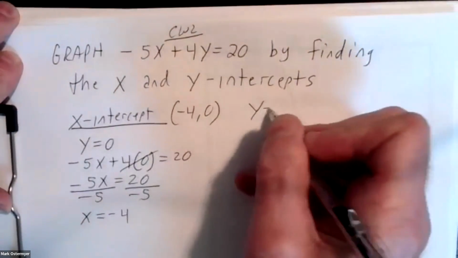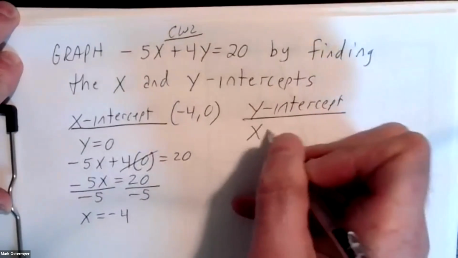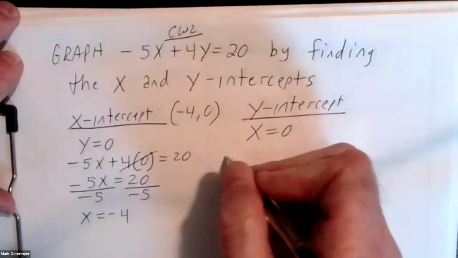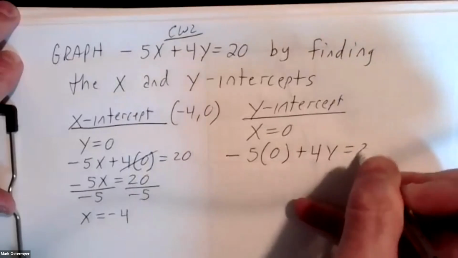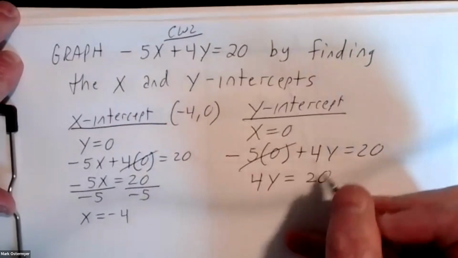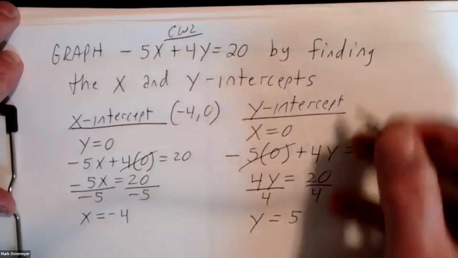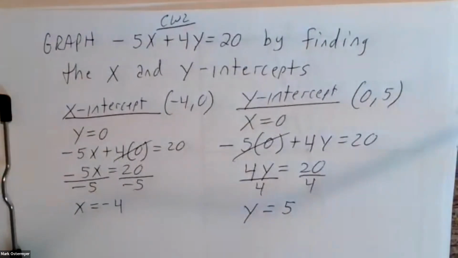To find the y-intercept, we let x be equal to 0. Take 0, substitute in for the x variable into the equation. This is gone. You're left with 4y is equal to 20. Divide both sides by 4. Y is equal to 5. Y-intercept is 0, 5. So now we know the x and y intercepts. That should be enough to graph the linear equation.